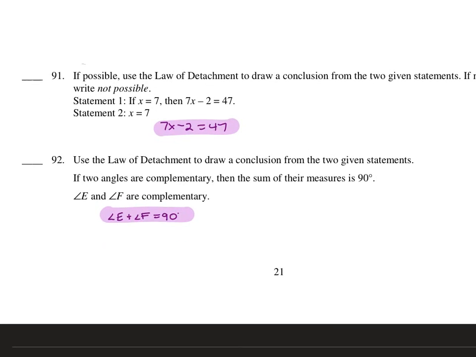91, the law of detachment says if the first part happens, then you assume the second part. So because they say x equals 7, you go directly, what you can conclude is that 7x minus 2 equals 47. Law of detachment says, again, if 2 angles are complementary, then the sum of their measures is 90 degrees.